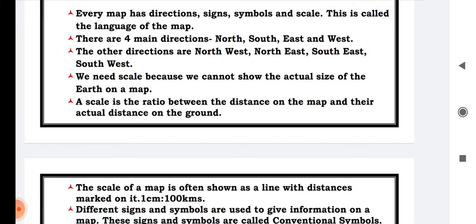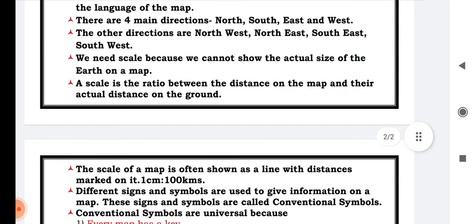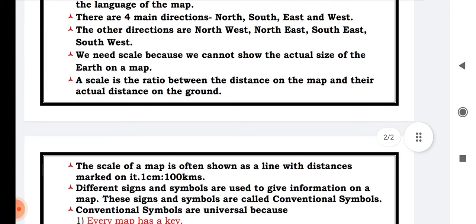There are 4 main directions. How many directions are there? There are 4 main directions. What are those 4 directions? North, south, east and west. We have the 4 directions: north, south, east and west.